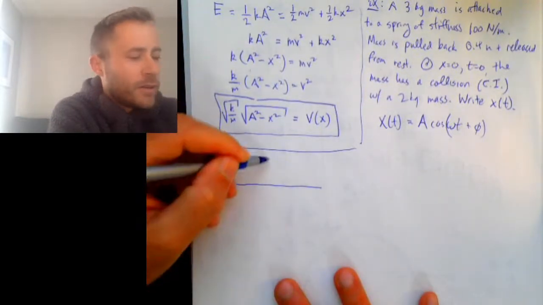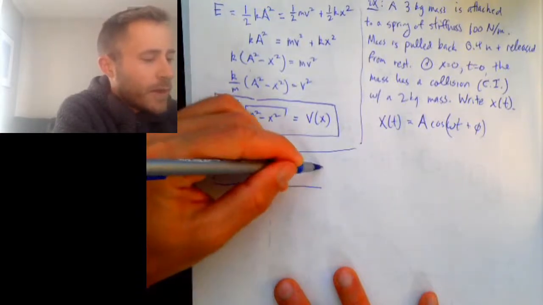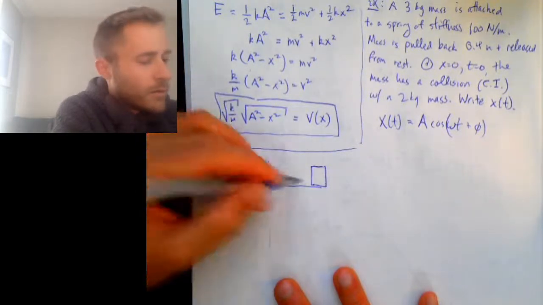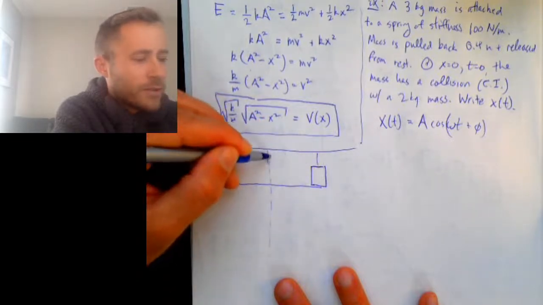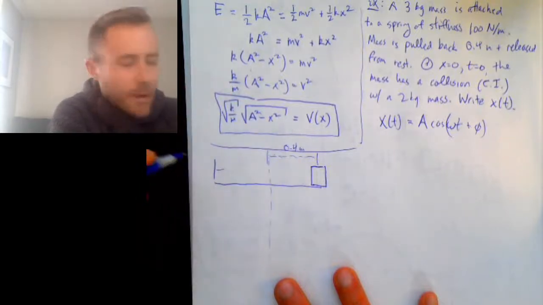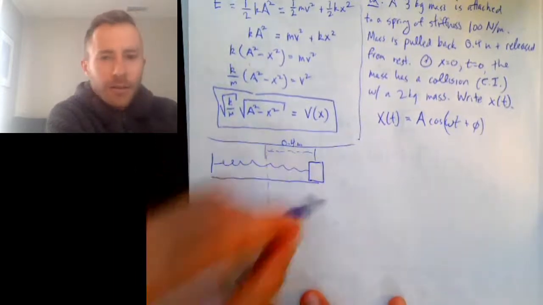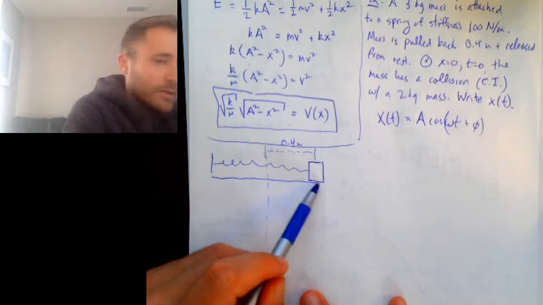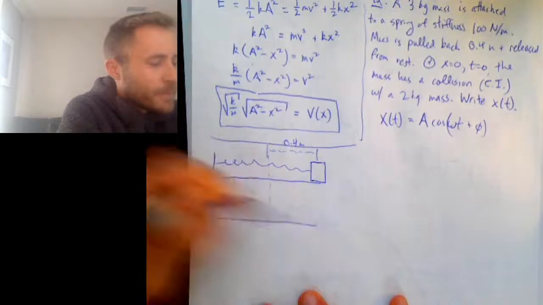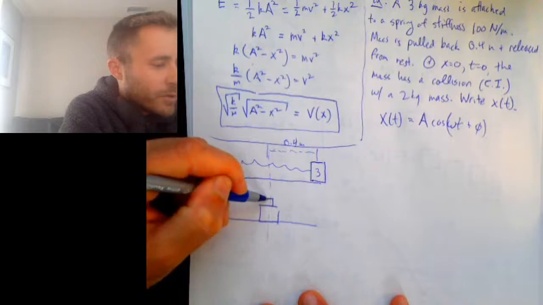Here's x equals 0. You've got a mass that is pulled to the right a distance. This distance right here would be 0.4 meters. And here's the spring, it's stretched. Then the mass is released, so it goes that way. And when it gets to the middle, it has a completely inelastic collision with a 2 kilogram mass.